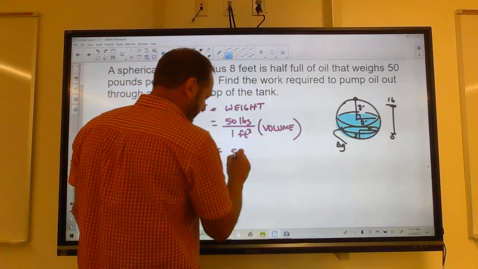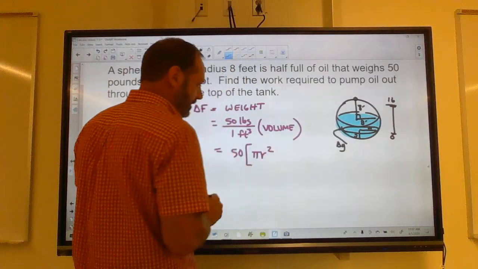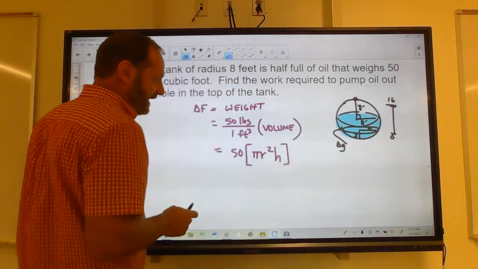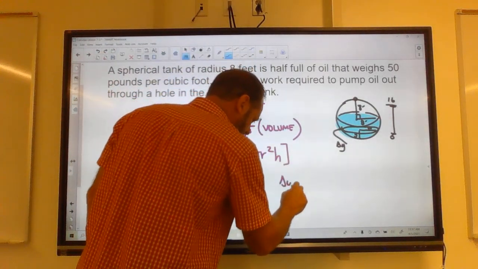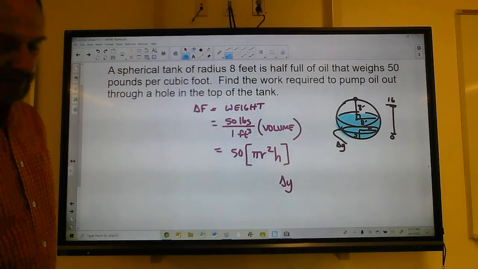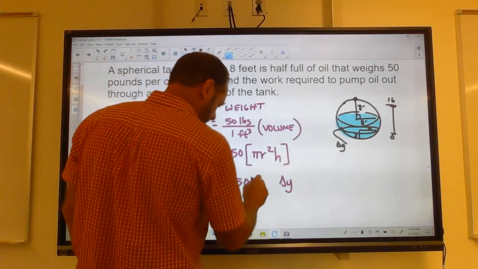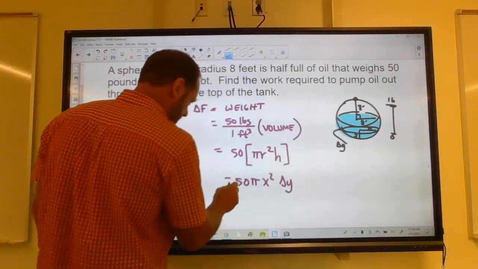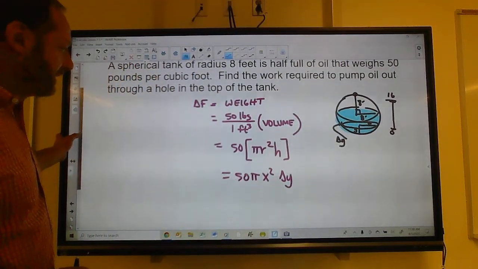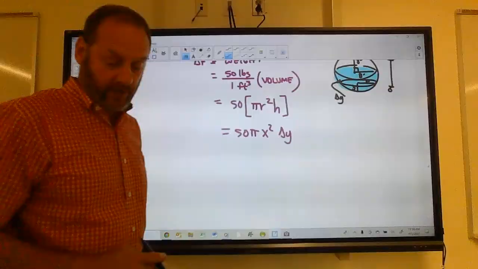So this is going to be 50 times pi times the radius squared times the height of the disk. Now the height, we call it delta y. So we're going to put delta y in there. And we just have to figure out what the radius is. Okay, so we're going to call this that for right now. Now, we have to figure out what the radius is, and the radius depends on how far from the bottom of this tank we are.